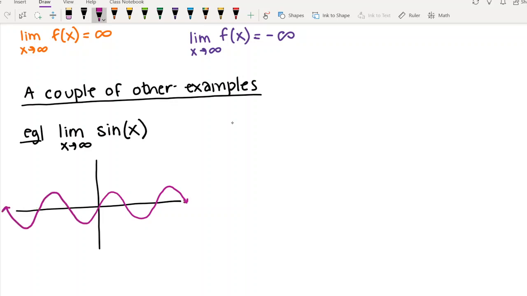So maybe pause the video, and I shouldn't put those arrows because that makes it look like, oh no, the arrow makes it seem like it's going to keep going up or keep going down, but we know that it goes back and forth, right? Let's see if I can do that without, yes, okay. So maybe pause the video, and I want you to think for a minute about what you think the limit is for this. Maybe compare it to some of the other examples we did and then see what you think the answer would be.